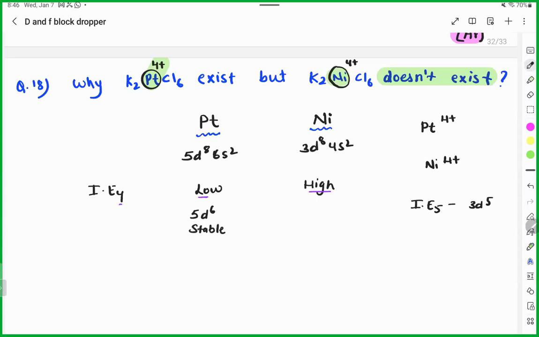Anvita, what could be the reason? 3d6 is unstable. What could be the reason? In D, there is the same thing. But how is this stable? Because of lanthanoid contraction. Fully filled or half. Lanthanoid contraction.